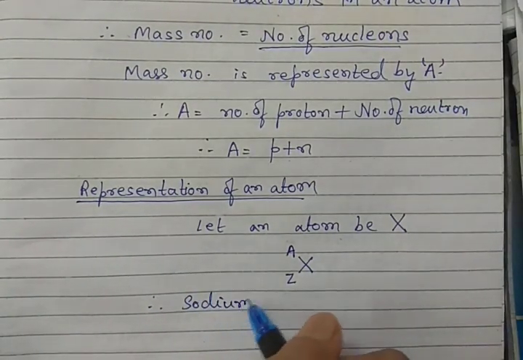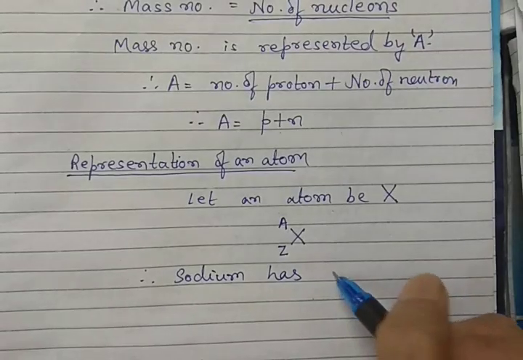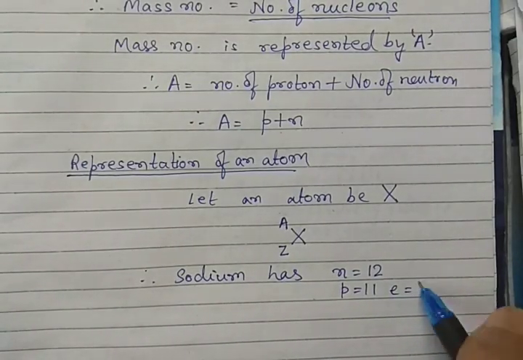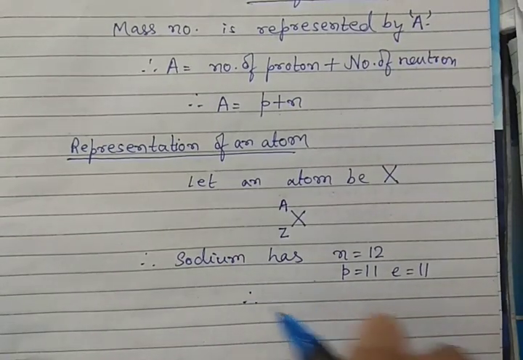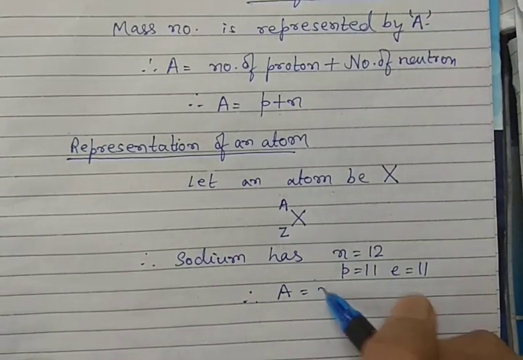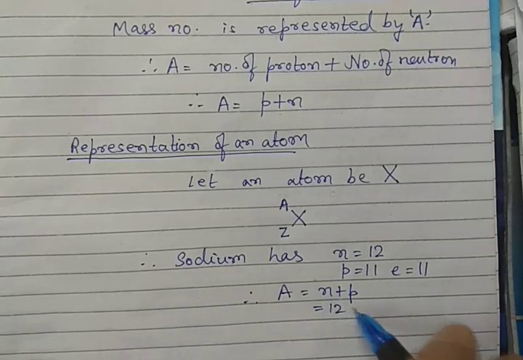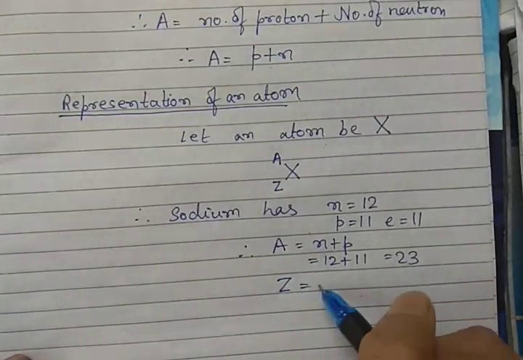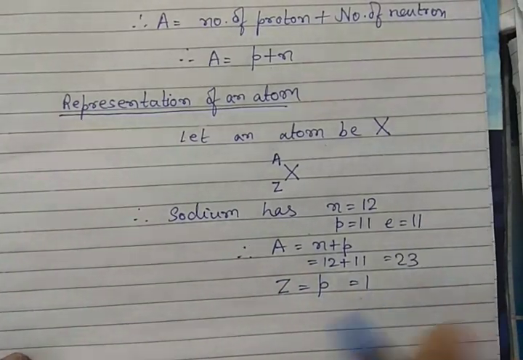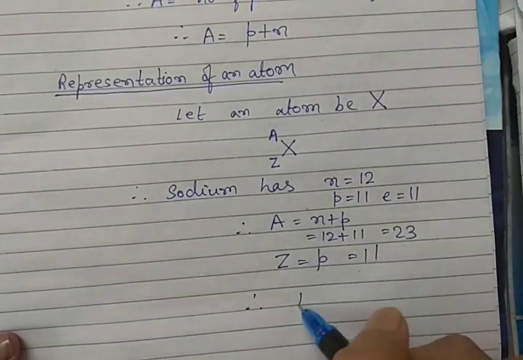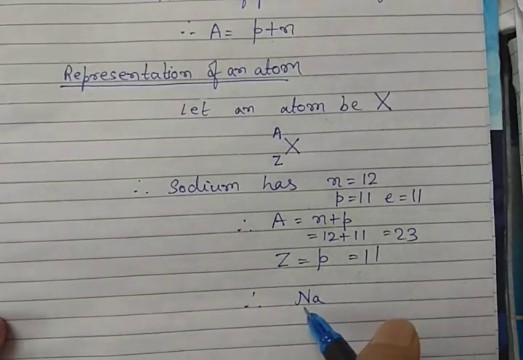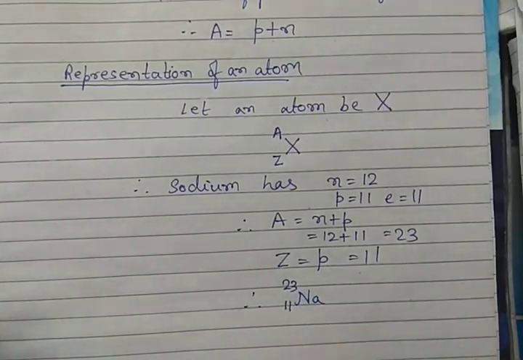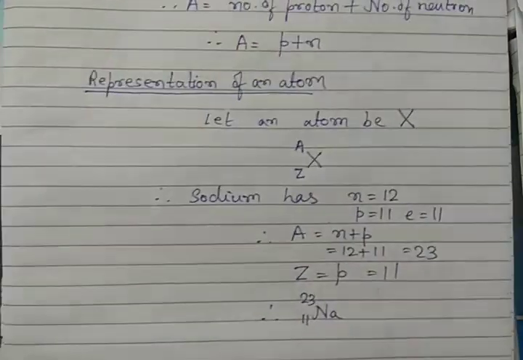Okay, therefore how can we write sodium? Sodium has n equals to 12, p equals to 11, e equals to 11. Therefore mass number of sodium equals to n plus p equals to 12 plus 11, 23, and atomic number equals to number of protons, which is equals to 11. Therefore sodium is written as Na. Sodium symbol is Na and it is written as 23 on top, 11 at the bottom. Okay, Na 2311.